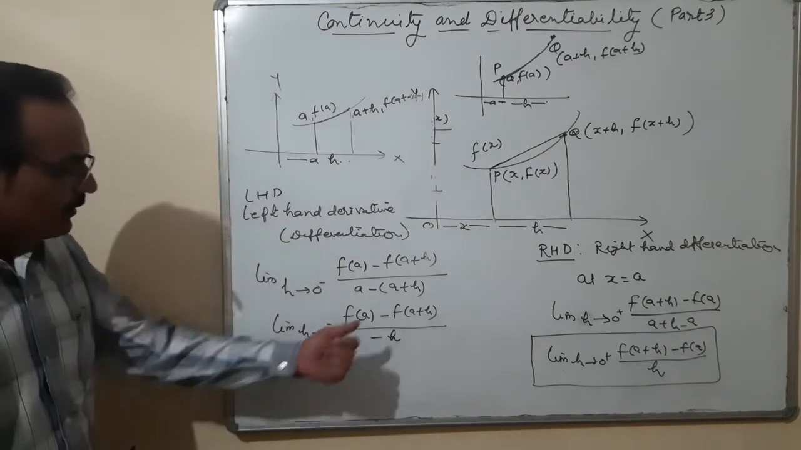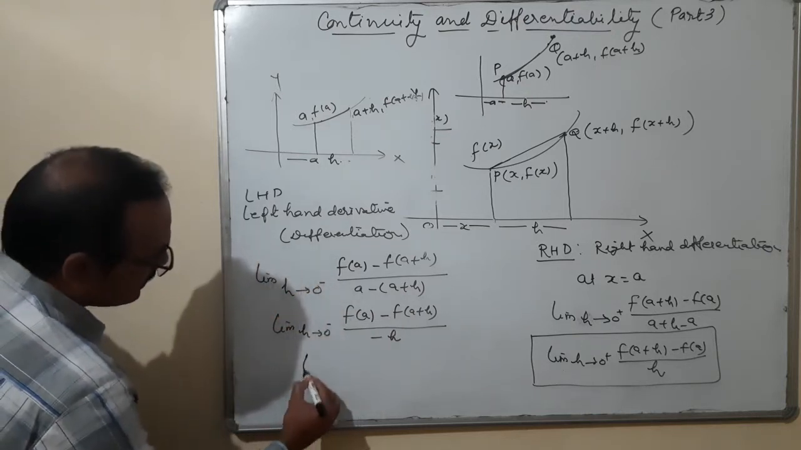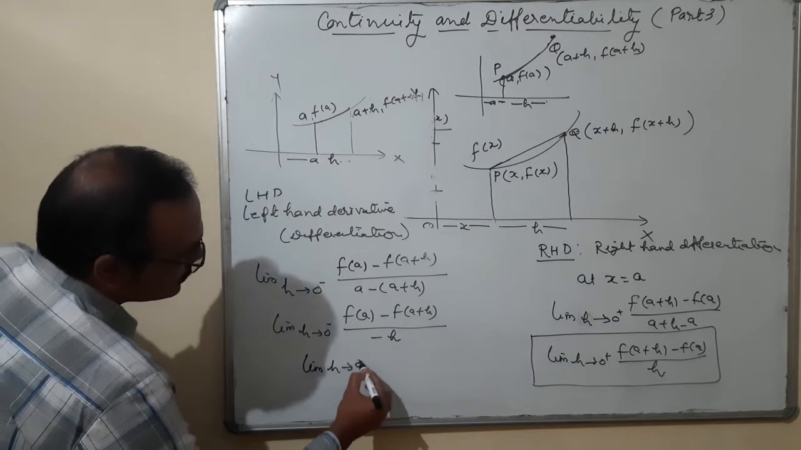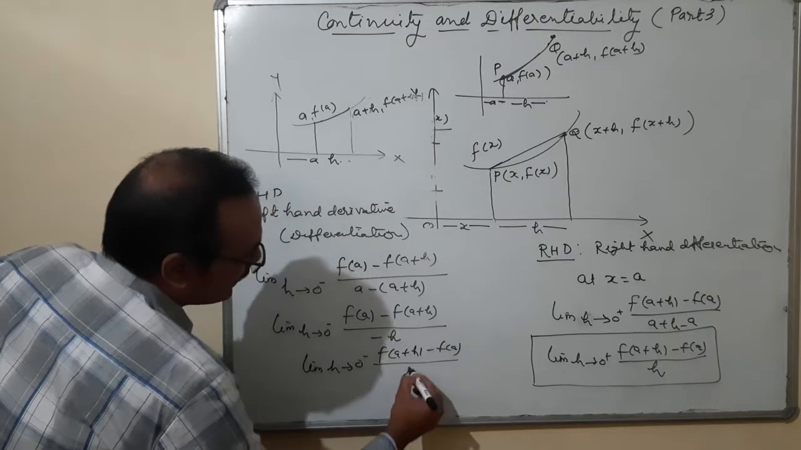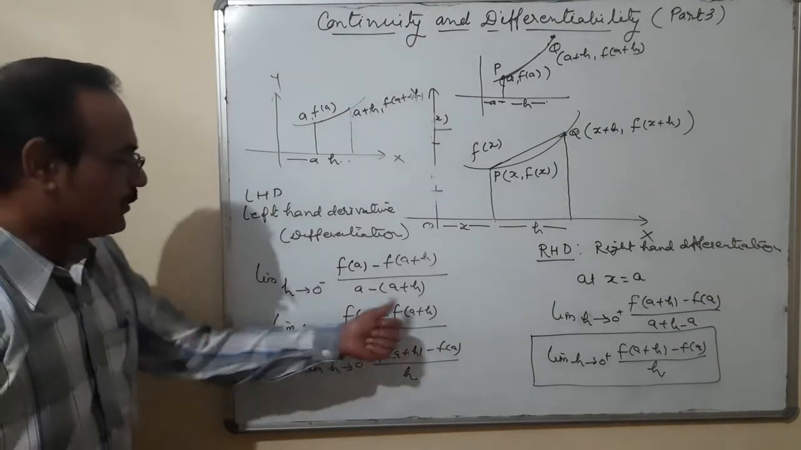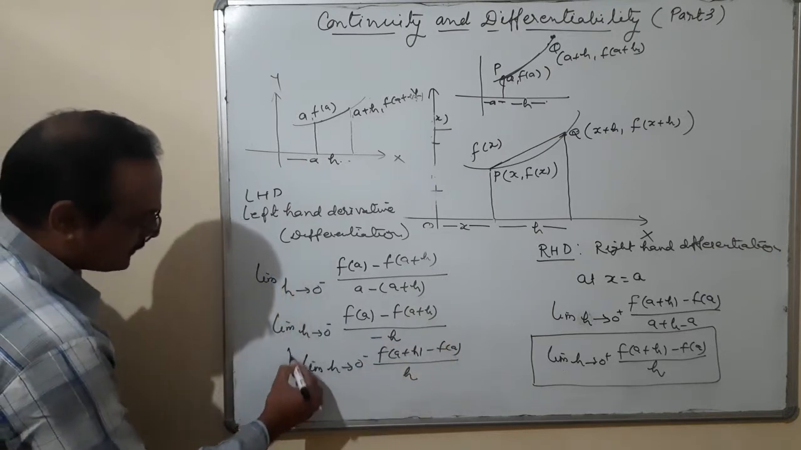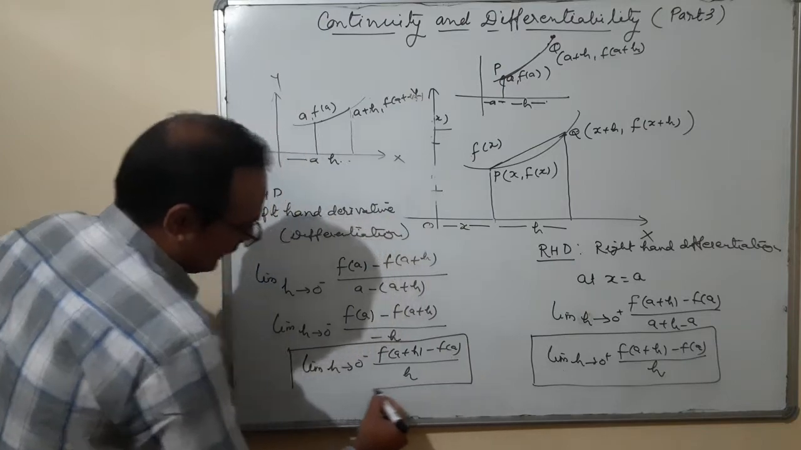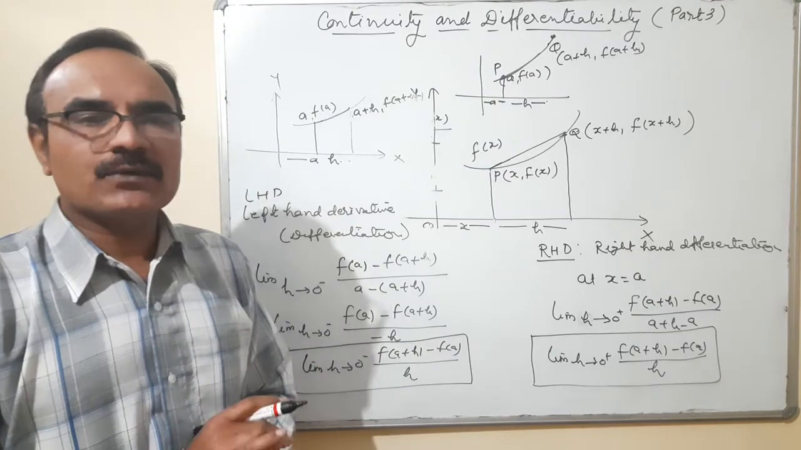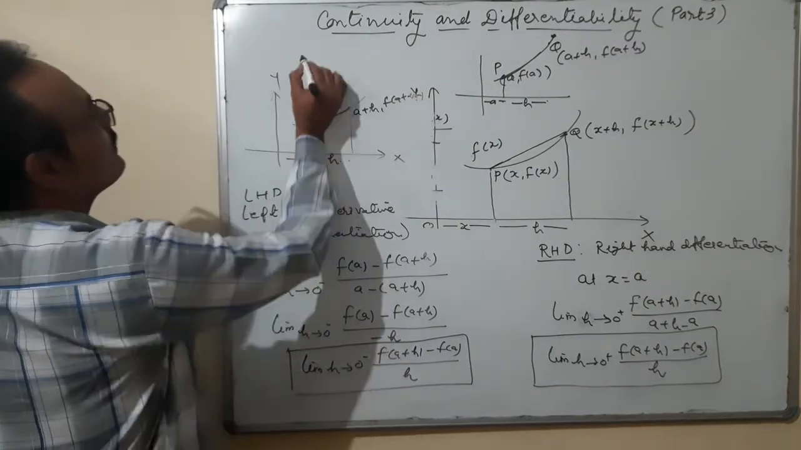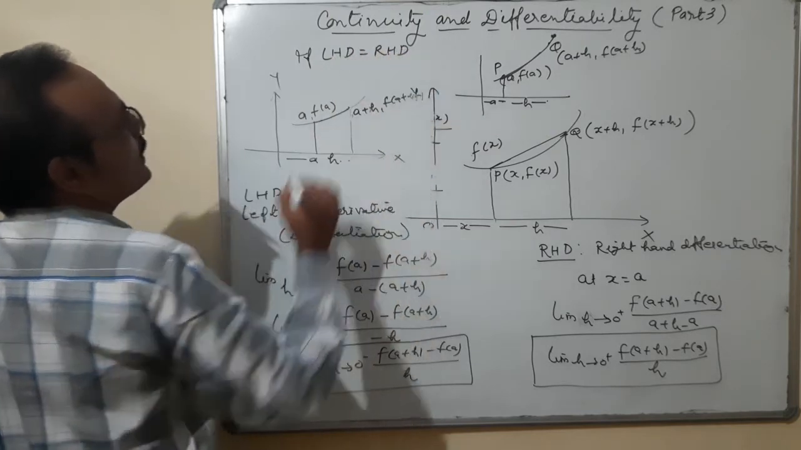Okay. From the numerator I will take minus sign common. Minus and minus will be cancelled. So it is coming limit h tends to 0 minus f of A plus h minus f of A upon h. Minus sign common, so A minus B becomes B minus A, f of A plus h minus f of A upon h. What is it? This is LHD, left hand derivative. It is right hand derivative. If LHD is equal to RHD, what does it mean?